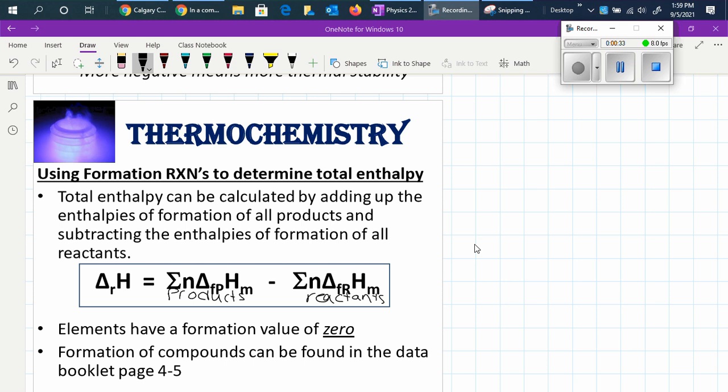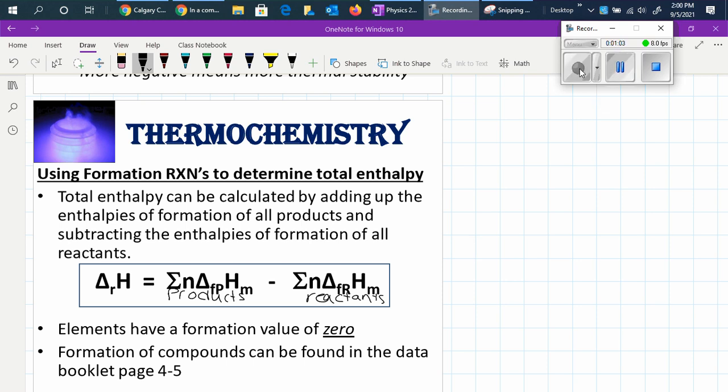We have to keep in mind here that for any element that is participating, the value of formation will be zero. So there is no energy, no change of enthalpy in the formation of the element. The standard molar enthalpy of formation of a compound can be found on pages 4 and 5 of your textbook.